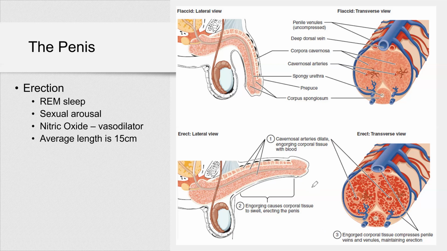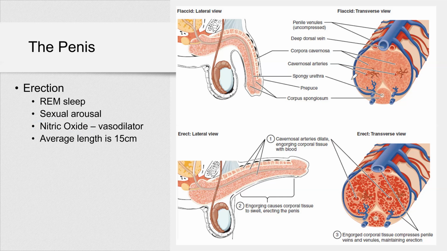It's a swelling of the penile tissue, corpora cavernosa and corpus spongiosum, with blood. So we have blood that is accumulated within those arterioles. Venules are compressed, so it slows down the drainage of blood, and the penis stays erect. Erection can happen during sexual intercourse, and it can happen during sleep. This is what we call sexual arousal. The chemical that is a vasodilator, that dilates those arteries, is nitric oxide. So we need nitric oxide in order for these arterioles to dilate.